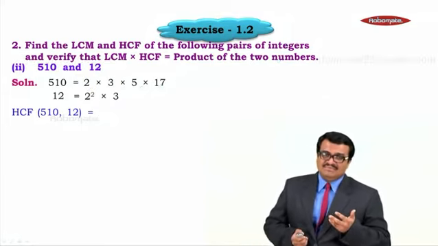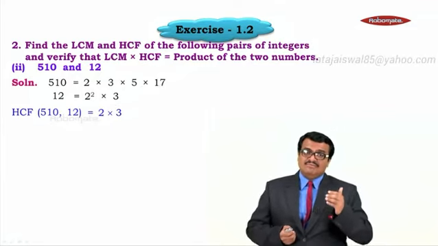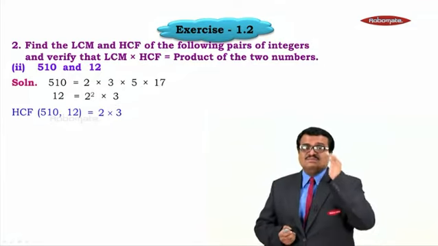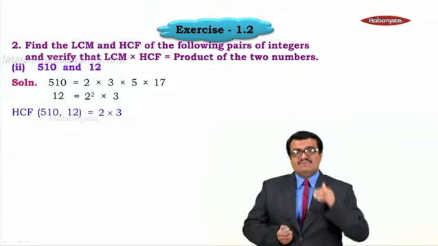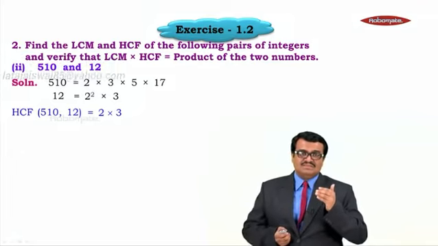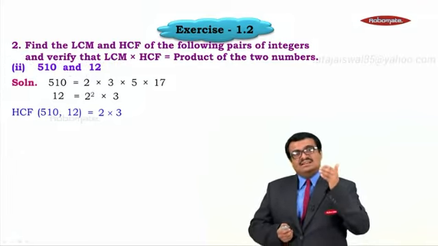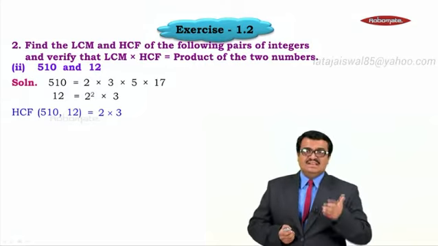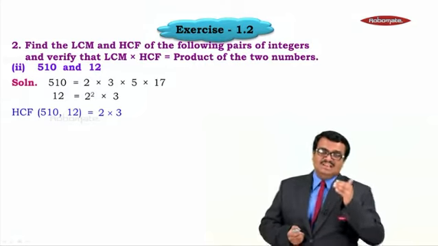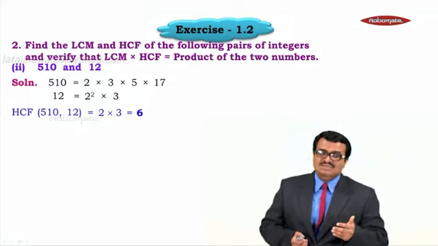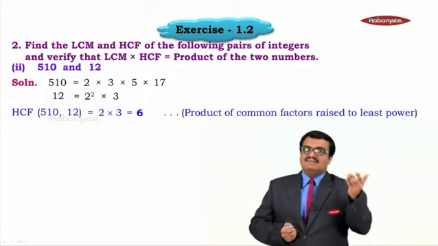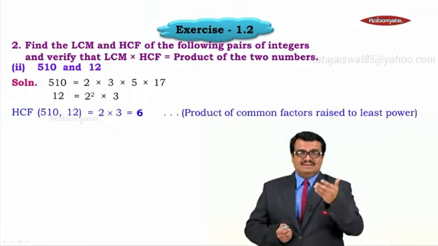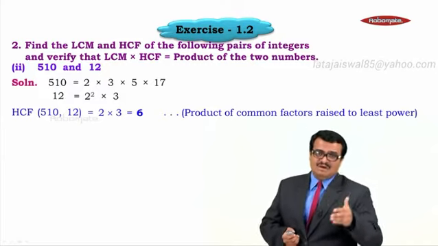So HCF is nothing but the product of common factors with least powers. From the first number we get 2, and in the first number only we get the least power of 3 also, which is 3. So HCF of 510 and 12 is 2 into 3, which is equal to 6. And we write how we got it: product of common factors raised to least power.